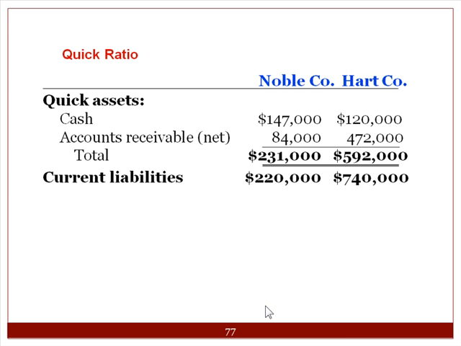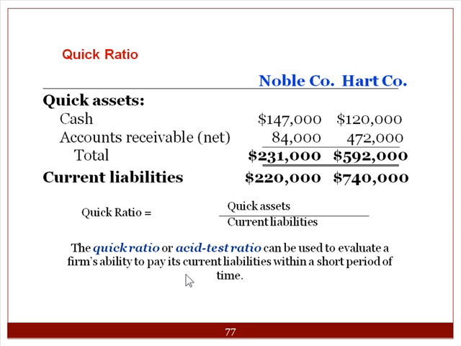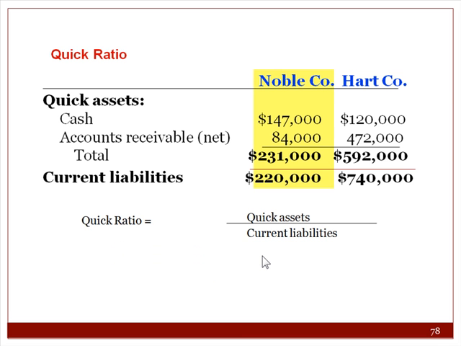Okay, I want to mention just two quick ratios here, a quick ratio and a current ratio. The quick ratio talks about quick assets. Quick assets are cash and accounts receivable. That's it. And then you're going to calculate your quick ratio as your quick assets divided by your current liabilities. Because what this is telling you is, could you pay off your current liabilities with your quick assets? It's also referred to as the acid test ratio, and it's used to evaluate a firm's ability to pay its current liabilities within a very short period of time.